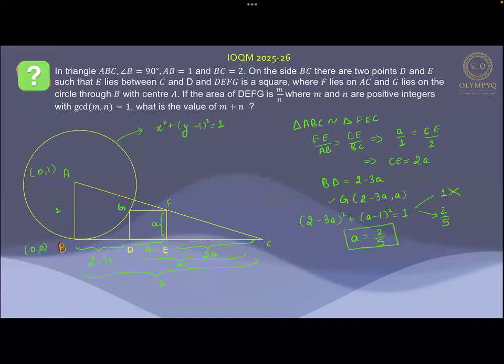Once we have the value of a, we have the side length of the square. Now we need to find the area of that square. So the area is a squared, which is equal to 4 divided by 25. In the final answer, we need to calculate the value of M plus N. So M plus N is equal to 29, and hence 29 is the final answer.